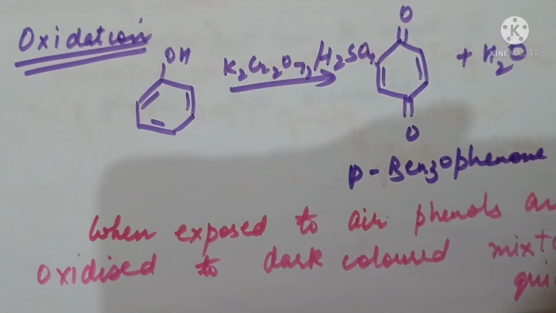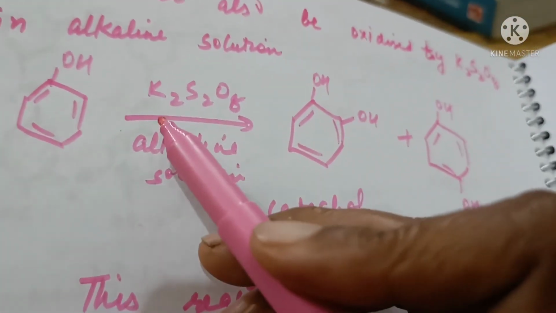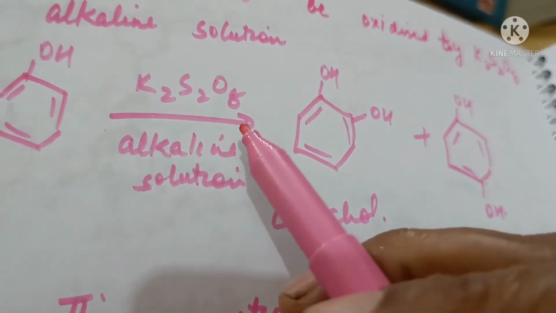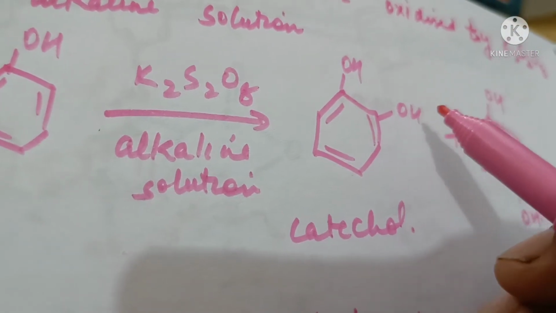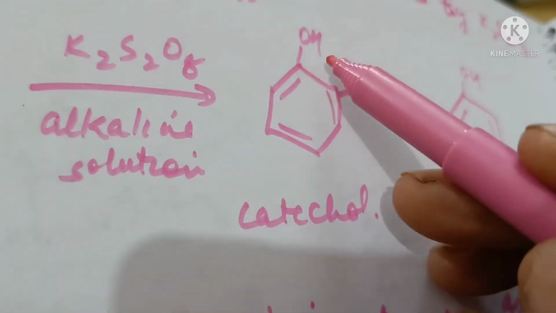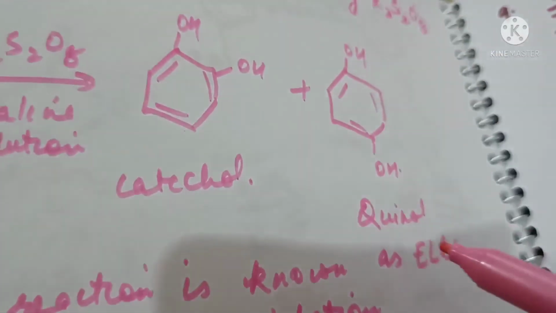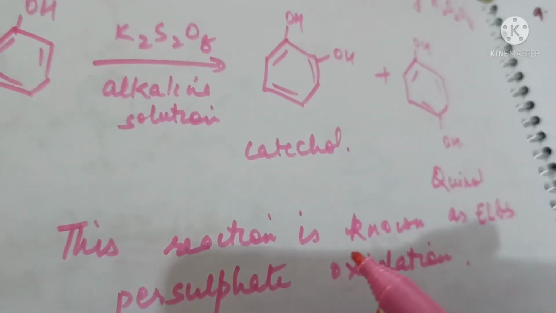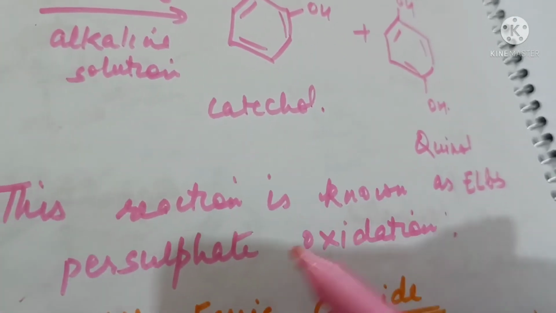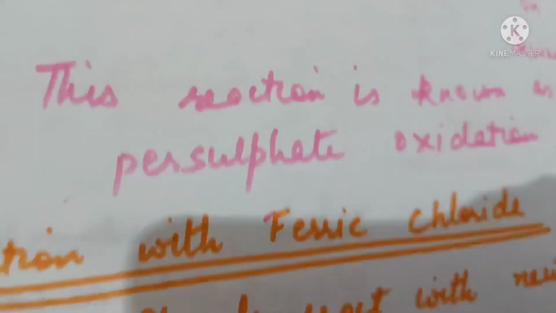The color gets darkened. Then we can still carry out oxidation by potassium persulfate. In this case, we will get another hydroxy group attached at the ortho and para positions. This product is called catechol, and at the para position this is called quinol. So a mixture of these products is formed, and this oxidation reaction is called Elbs persulfate oxidation. It's carried out by potassium persulfate.